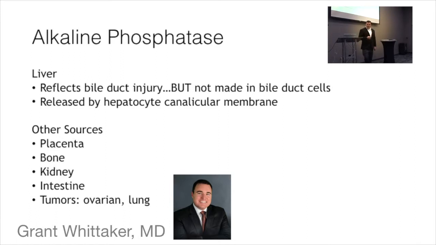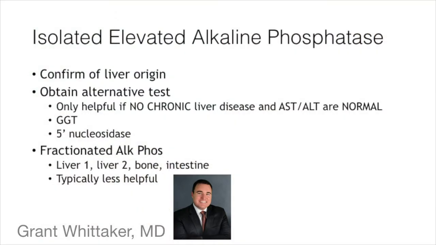One other thing I'll mention is certain tumors like ovarian cancer and lung cancer can have an elevated alk-phos. And so that should be, in addition to liver disease, in the back of your mind: is this patient a smoker? Could they have a lung cancer? So here's that isolated elevated alk-phos. All the other liver tests are normal. Alk-phos is elevated. How do you decide, is this liver or is this coming from somewhere else?